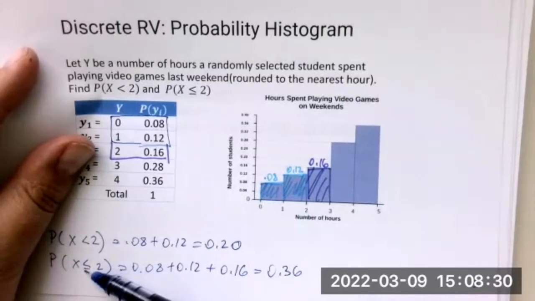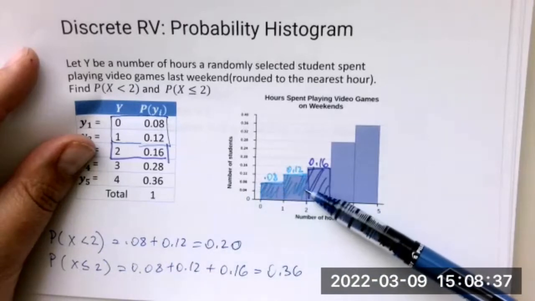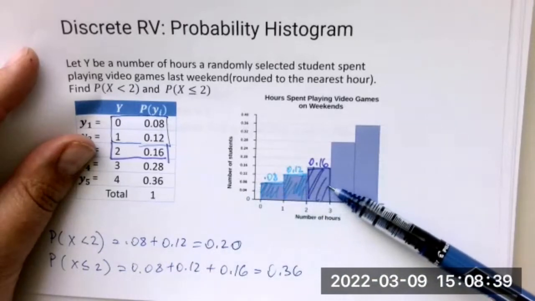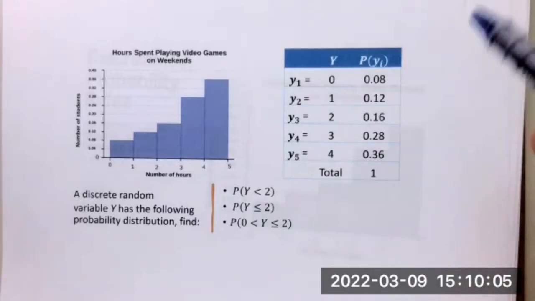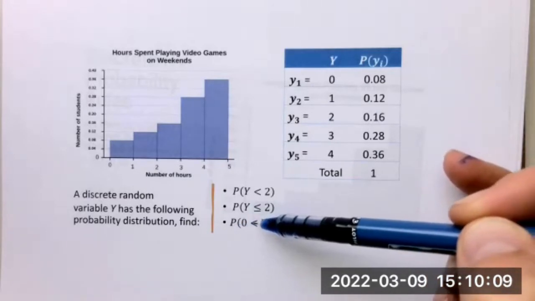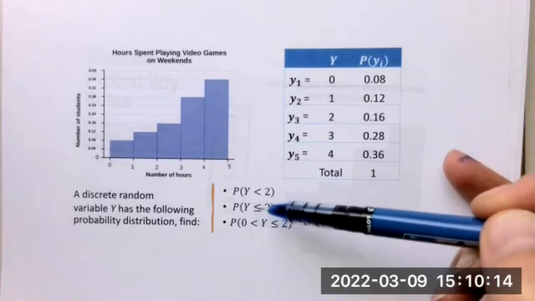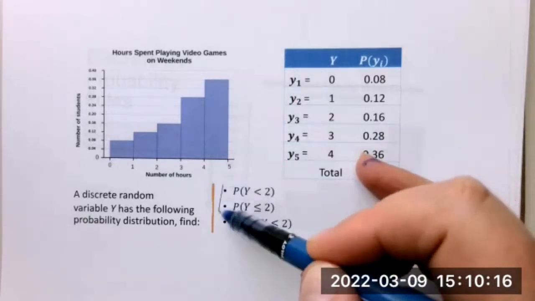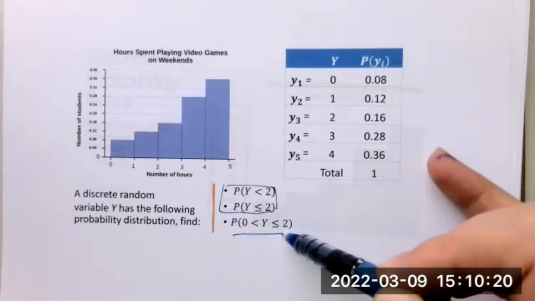So in order to find the probability that x is less than or equal to 2, we first figure out the probability that x is less than 2 and then add the probability that x equals 2. In the next question, we are asked to find the probability that y is greater than 0 but less than or equal to 2. We already figured this bit, so we're going to focus on this one.